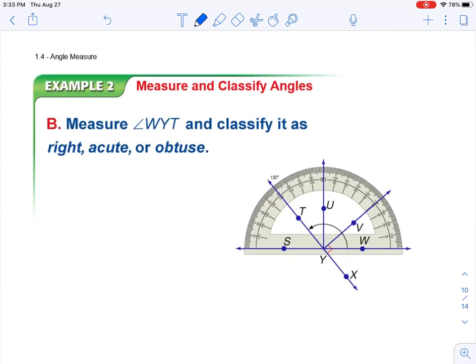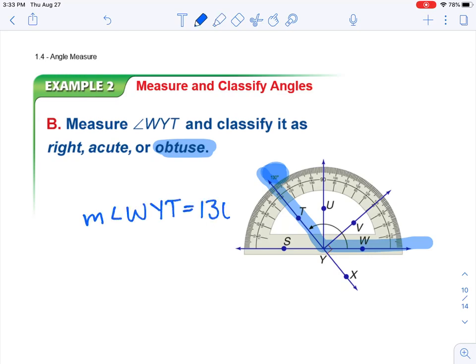On here, go ahead, find the measure of WYT. I like to trace it out to find what my angle is and classify it as acute, right, or obtuse. Now, they went ahead and told us what it is. It is 130. I know that's obtuse because it's between 90 and 180. So the measure of angle WYT is 130 degrees.